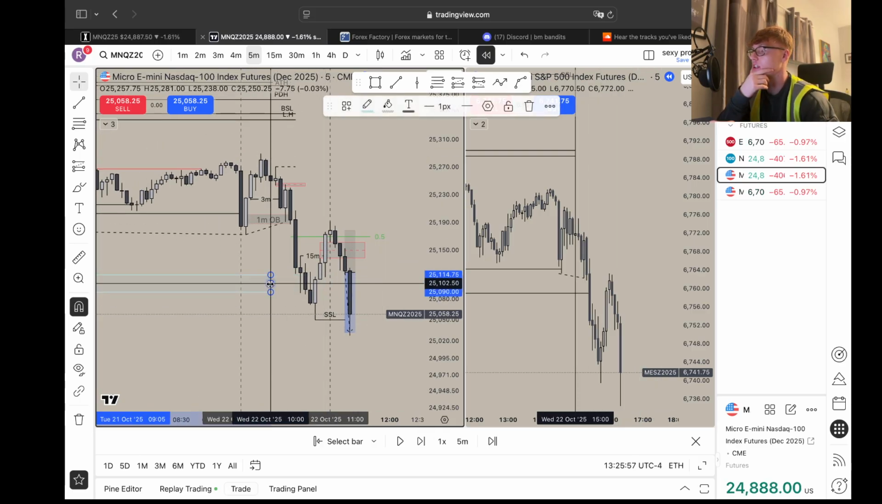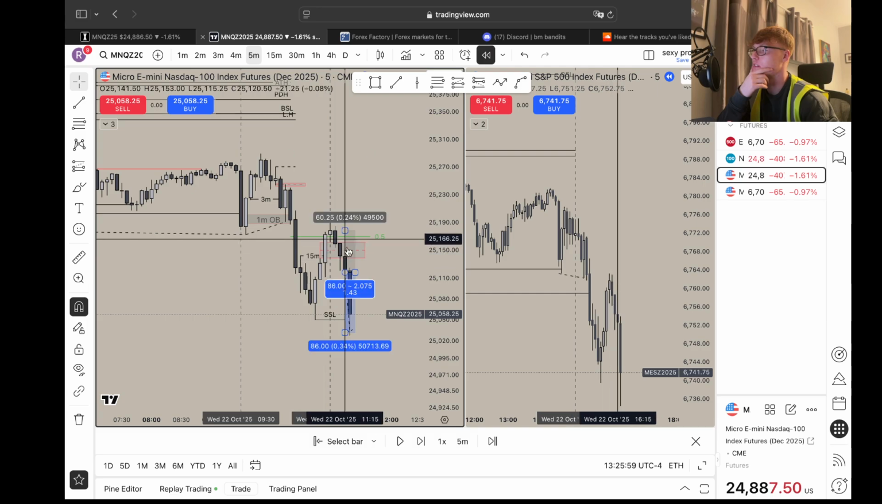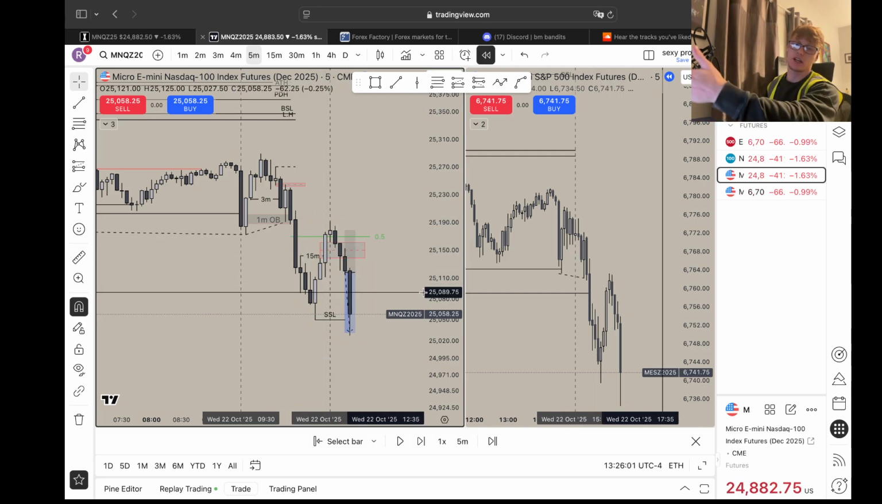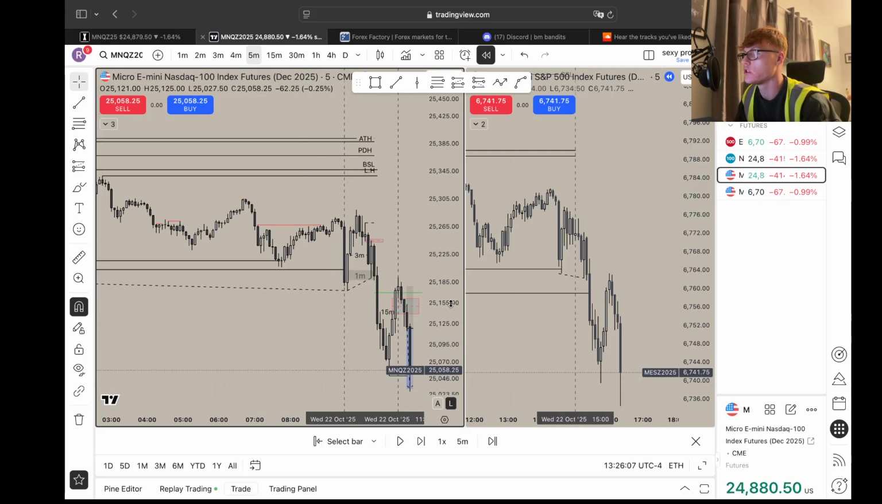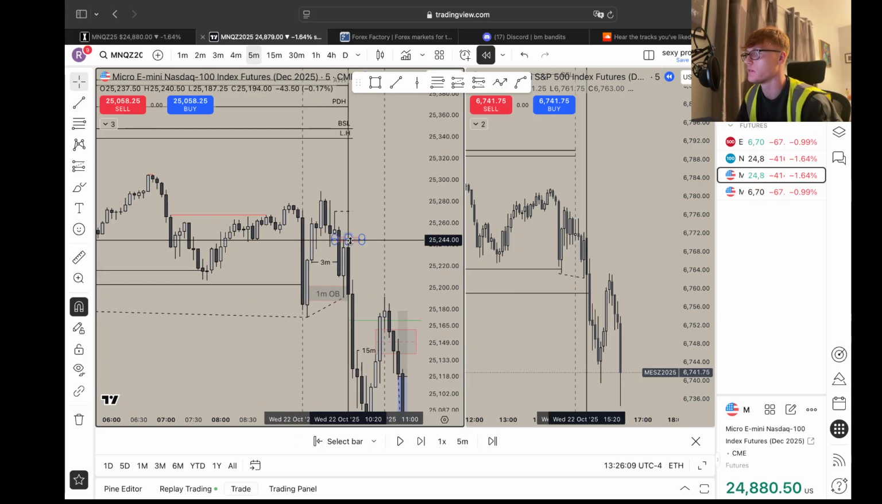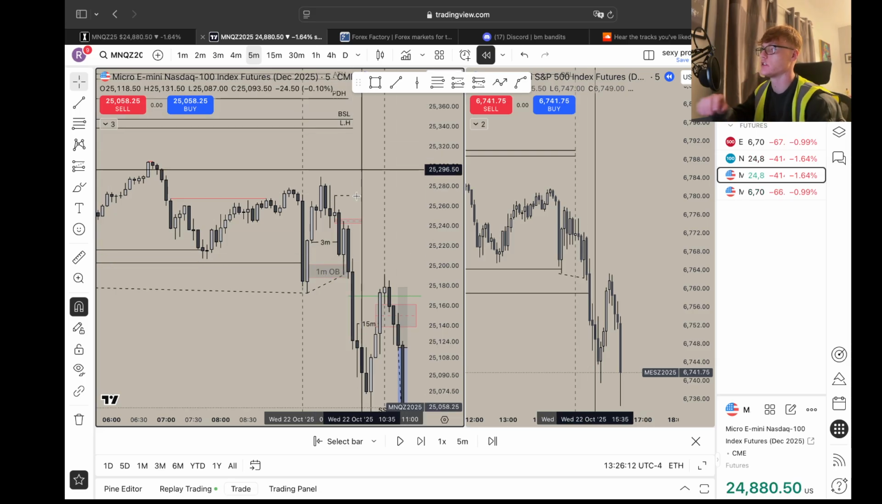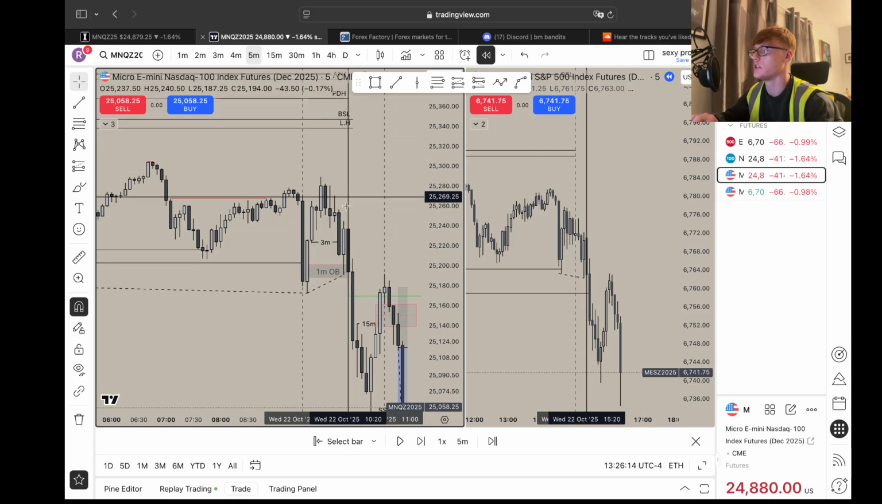This one's nice though. This is just a nice continuation model. 15-minute, disrespected the 5-minute equilibrium. It's just kind of obvious. Just a wee discretionary short, just to get me back at break even on the day. There was a good trade here. It was a short. I'll remove all this stuff quick.